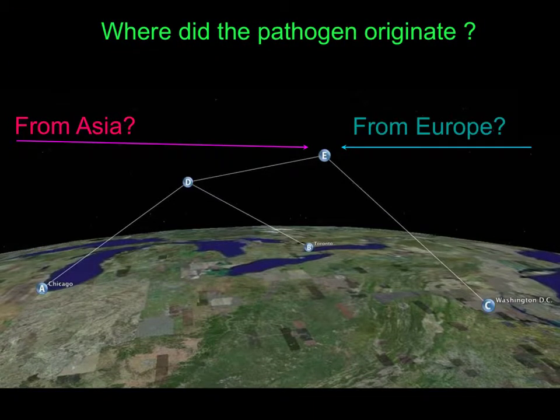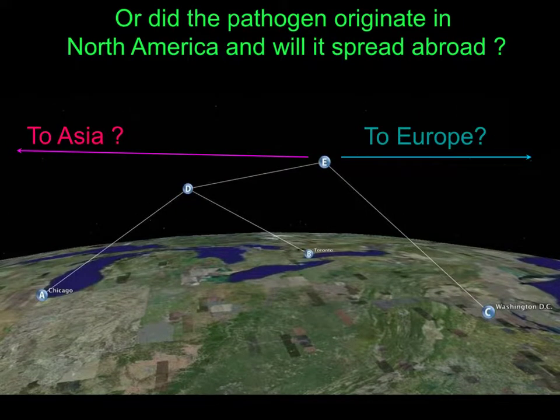In this case, we're going to study geography. Where did this pathogen originate? You can ask the question, does E connect to pathogens from Asia? Does E connect to pathogens from Europe or from Brazil, wherever you have data? Or did the pathogen originate in North America and spread abroad?